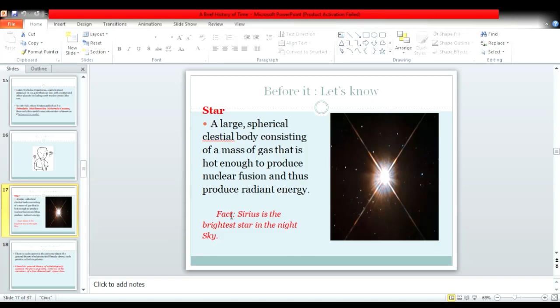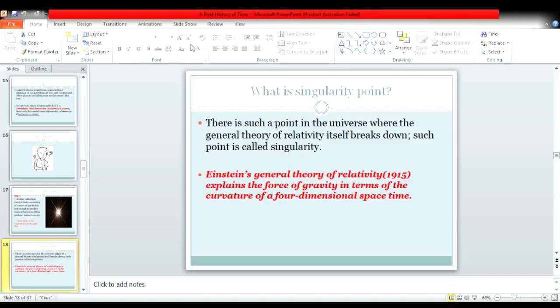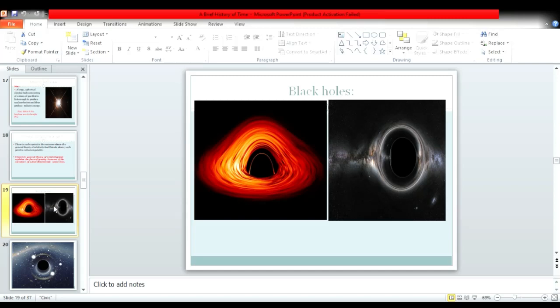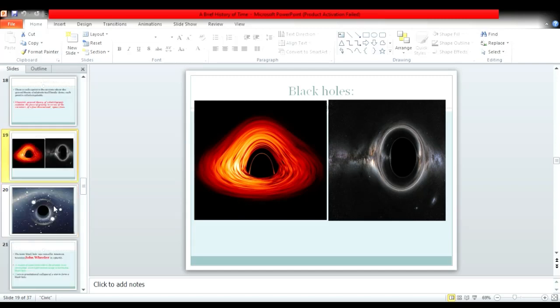Fact: Sirius is the brightest star in the night sky. What is a singularity point? There is such a point in the universe where the general theory of relativity itself breaks down. Such a point is called a singularity. Einstein's general theory of relativity describes gravity in terms of the curvature of four-dimensional space-time, which is the main feature of this book. Let's see these pictures of black holes taken from Wikipedia.